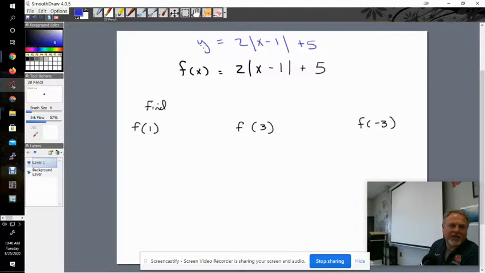Function notation literally takes the y. You could say y equals 2 times the absolute value of x minus 1 plus 5. That's the blue right there. But if you want to use function notation, and that's kind of the next step up, you would just use f of x or g of x or y of x. Function notation is used when you have a lot of graphs on one piece of graph paper.